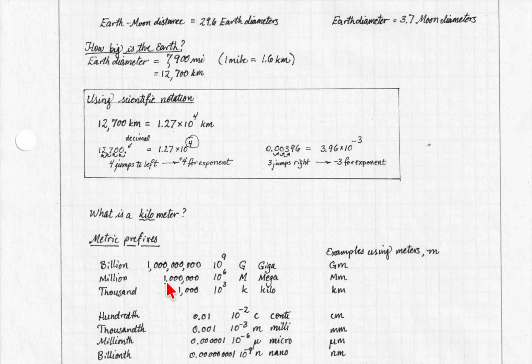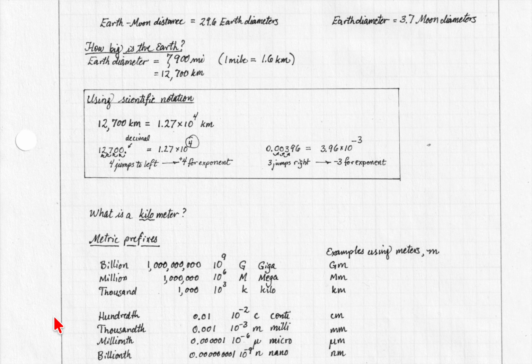A million. Okay, 1 followed by 6 zeros. So that's 10 to the 6th power. And capital M, has to be capital, stands for mega, which means million. You would have a megameter, which again nobody uses. Capital M, lowercase m. Capital M for mega, lowercase m for meters. Thousands, 1 followed by 3 zeros, so 10 to the third. Lowercase k for kilo, and you get kilometer.